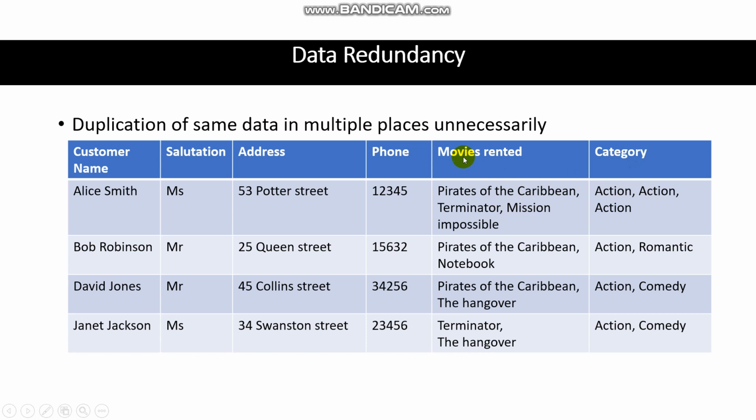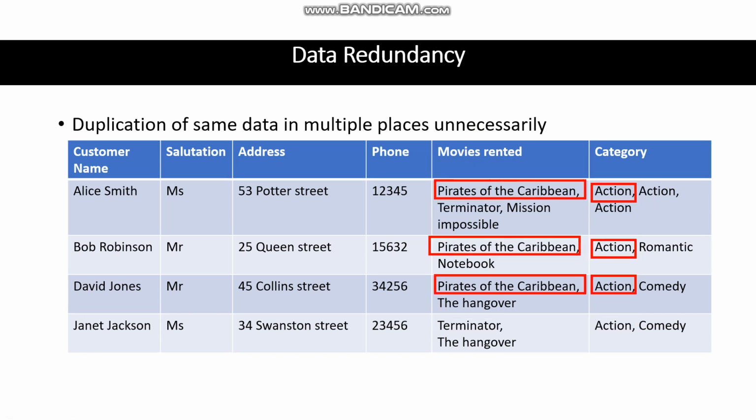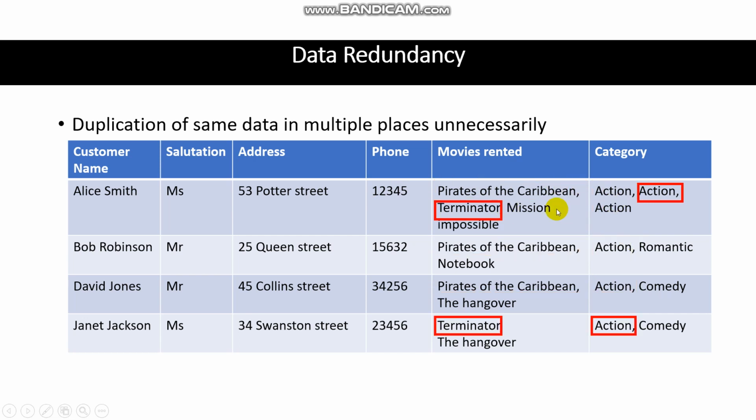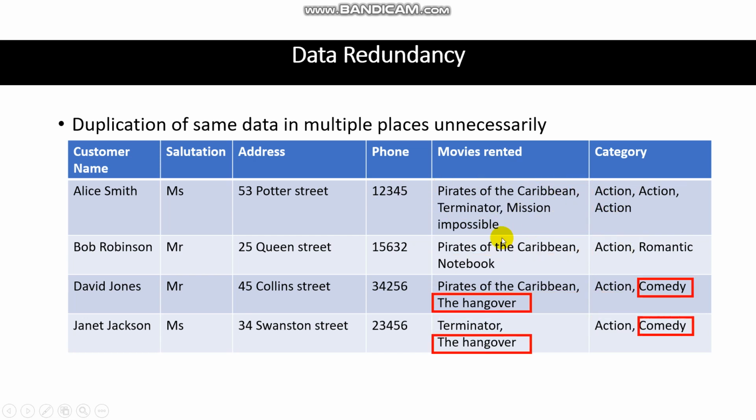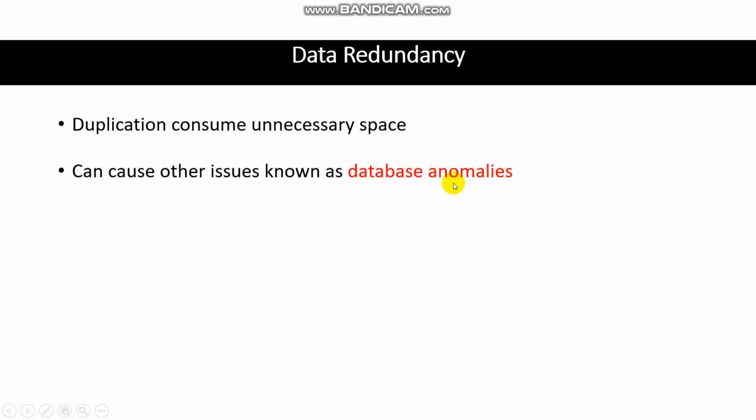Now, if you closely look at the columns, you will see that some of the information are unnecessarily duplicated. For example, the Pirates of the Caribbean movie is an action type movie, and since it is a popular movie, 3 customers have rented it out, and then it is recorded 3 times. The same goes for the Terminator as well as the Hangover, which are recorded multiple times unnecessarily.